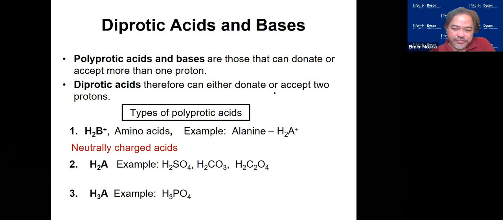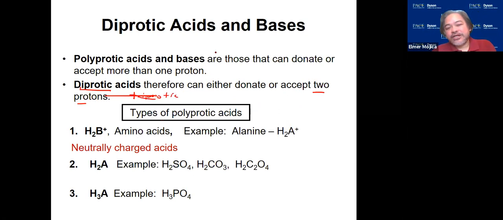If it's two, we can call them diprotic acids. If it's three, we can call them triprotic acids. But the one that we want to look at today, aside from the known diprotic like sulfuric acid, oxalic acid, and known triprotic acid like phosphoric acid, is the type of polyprotic acid that deals with the so-called amino acids.